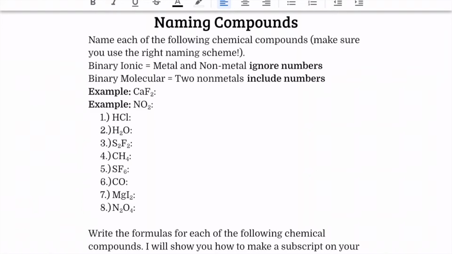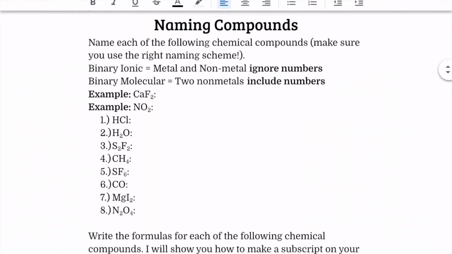As a refresher, mono is 1, di is 2, tri is 3, tetra is 4, penta 5, hexa 6, hepta 7, octa 8, nona 9, and deca is 10. If you don't have those somewhere, I would recommend pulling them up maybe from last week's PowerPoint. So we're going to start with this top section here where we're writing out the full name.